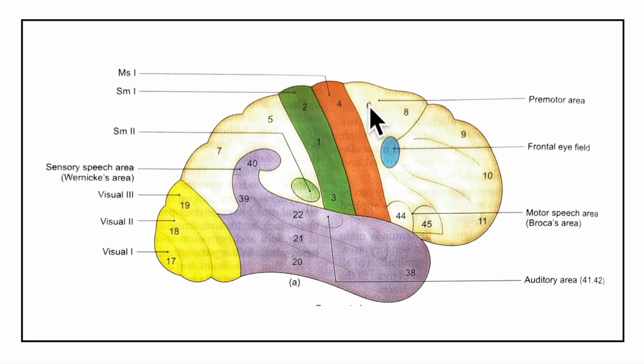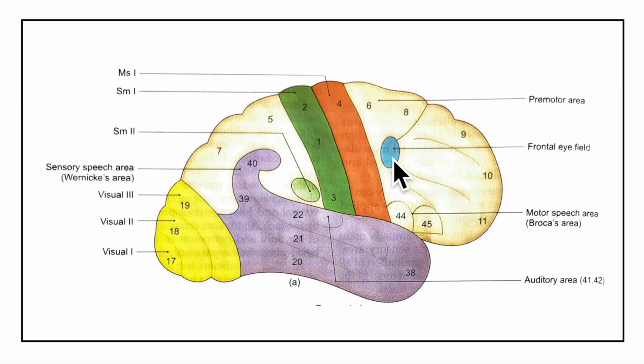Next we have area number 6, which is called the premotor area. Its location is in the posterior parts of the superior, middle and inferior frontal gyrus. In my earlier video of the cerebrum, I had explained the sulci and gyri in detail, where I explained that this is the superior frontal gyrus, this is the middle frontal gyrus, and this is the inferior frontal gyrus. And area number 6 lies in the posterior aspect of these areas, right here. So we learned about the motor area and the premotor area.